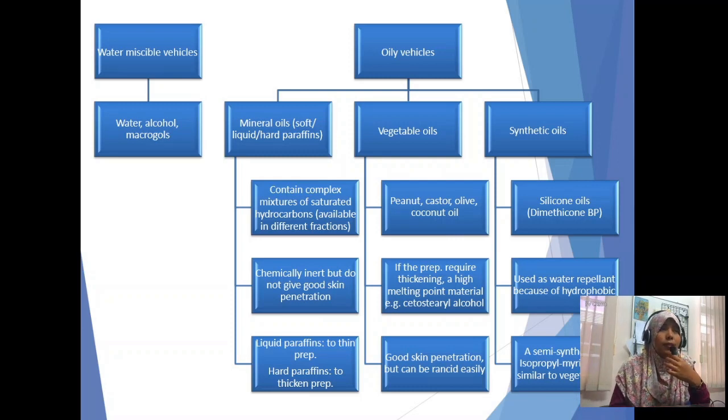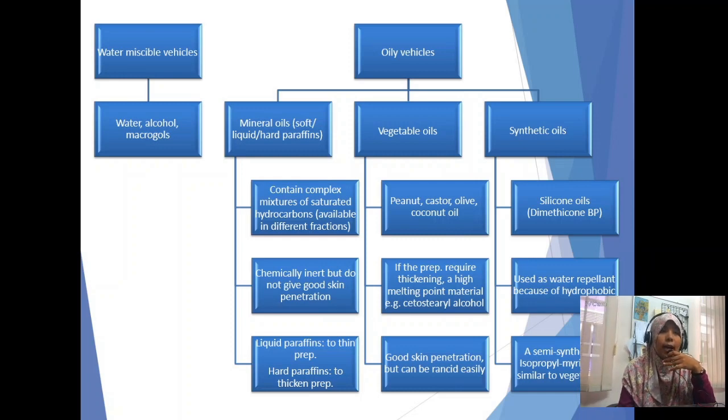For the mineral oil, for example, you can use soft, liquid, or hard paraffin. They are actually from saturated hydrocarbon, so chemically inert, but do not give good skin penetration. So if you want to make something that penetrates your skin, then you must mix them in a good proportion or composition. We use liquid paraffin to thin the preparation, and hard paraffin to thicken the preparation.